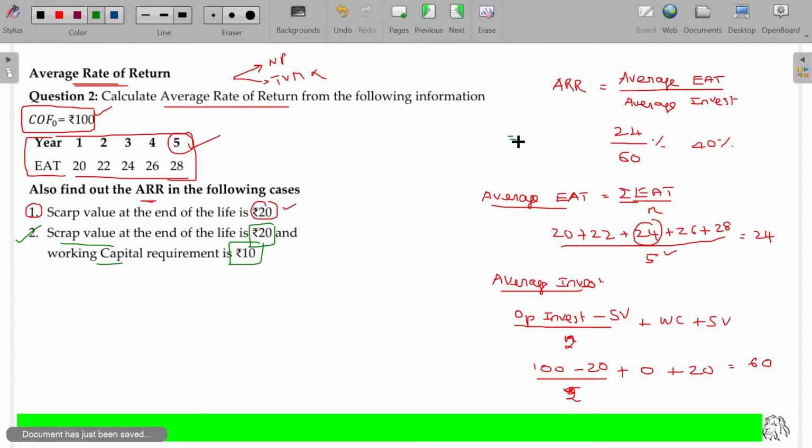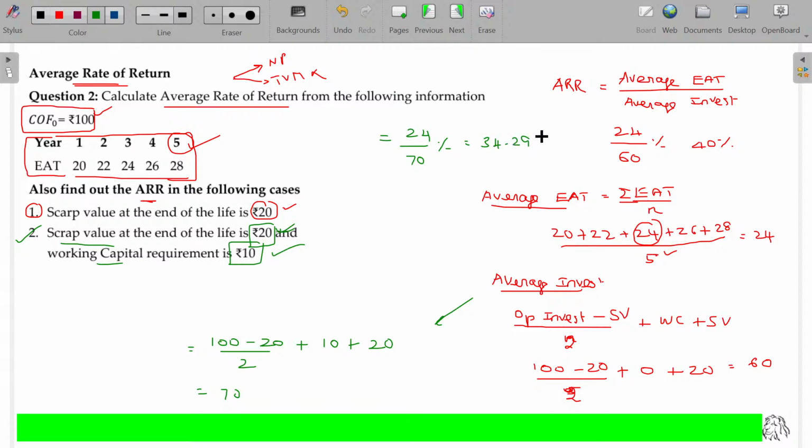In the second case, scrap value is 20, but we have working capital requirement also. So definitely in this case, average EAT being the same 24, but what will have changes? Average investment will have changes. Opening investment 100 minus closing investment 20 divided by 2. Don't forget to add the working capital requirement, which is 10, and add the scrap value recovered 20. Then what's the value here? The final value being 70. Now here it is 70 in percentage. The final answer being 34.29 percentage. Is that clear?